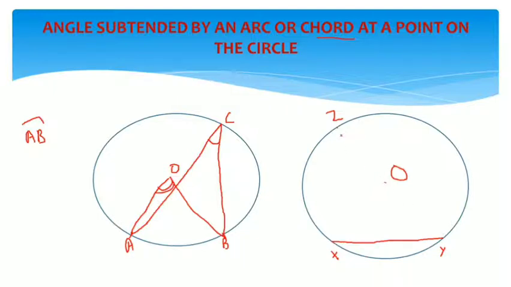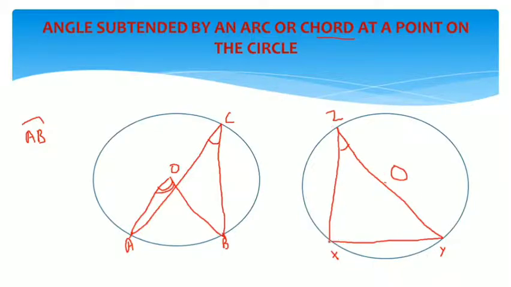So same like the case of arc, what I will do, I will join the end points of this chord with the point Z like this. This joined and we have joined this. Now we are obtaining this angle Z. So this is the angle subtended by XY at point Z.